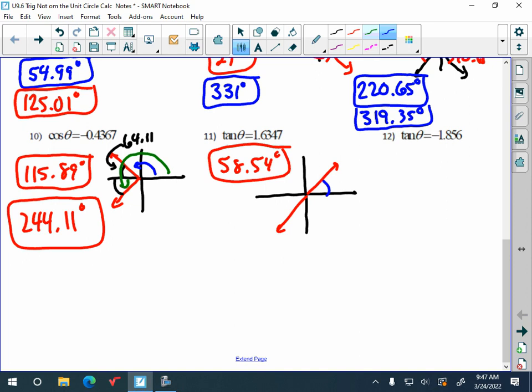Did the tan inverse of 1.6347? Yeah, thank you. Are you in degree mode? Are you typing the number there?